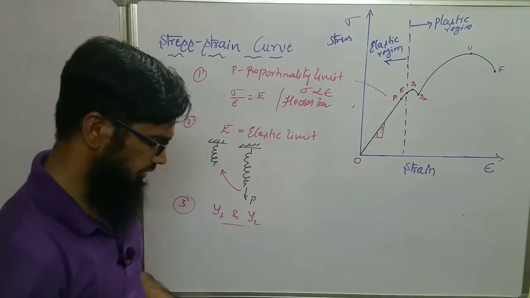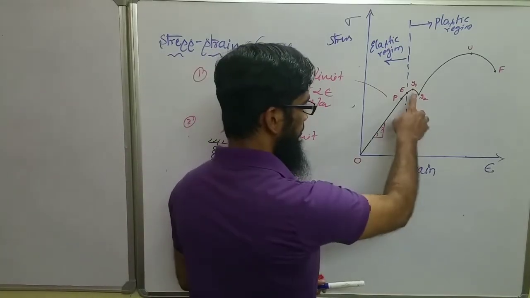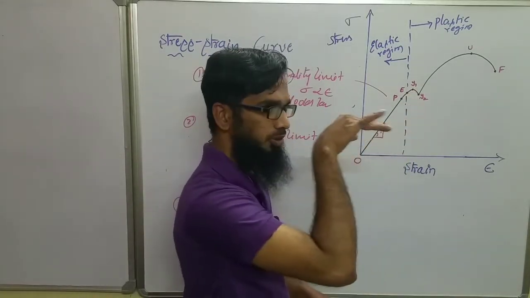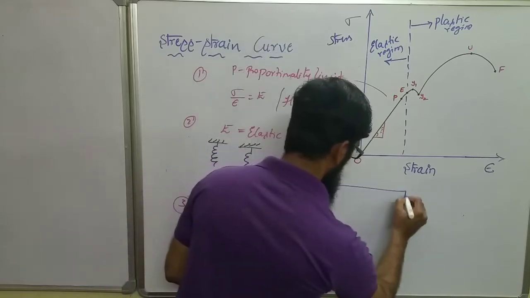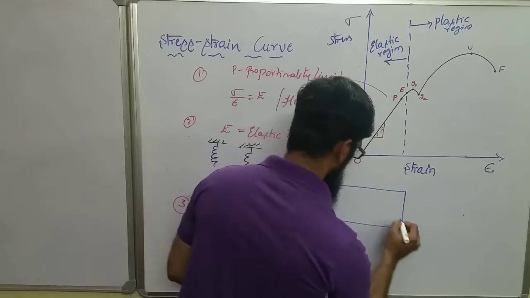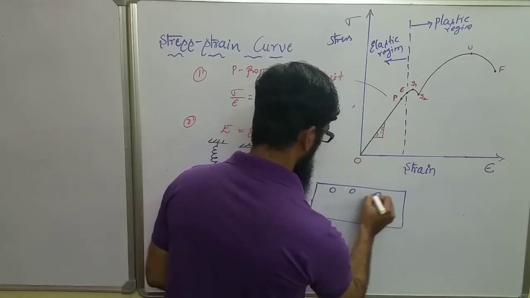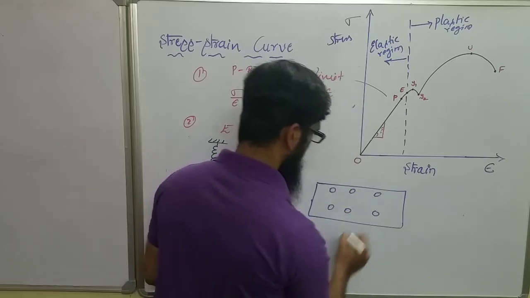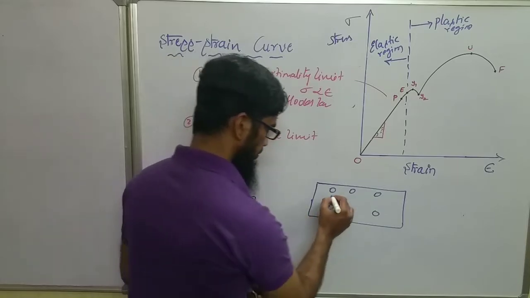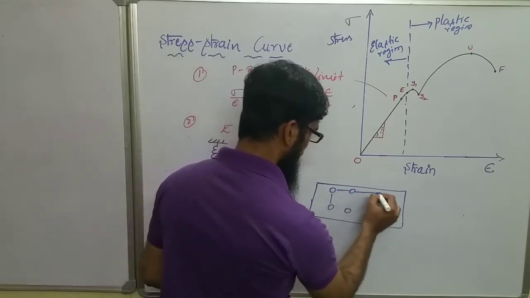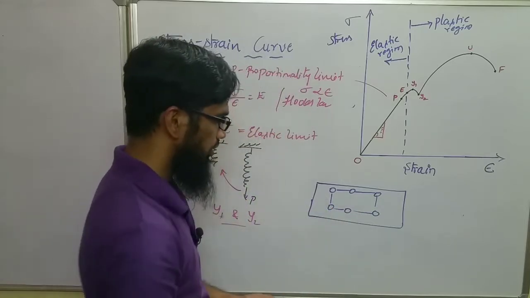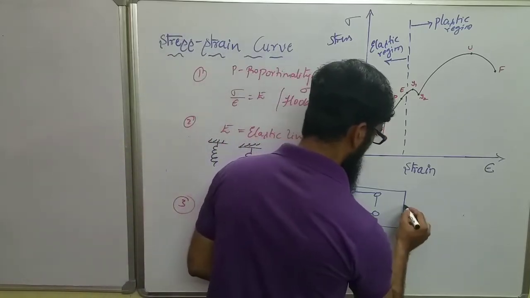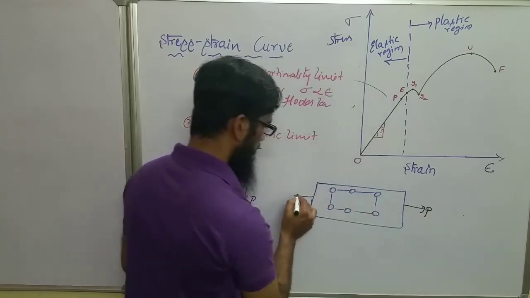Now a simple example: why, from y1 to y2, the curve decreases. Suppose I take a member here which has a crystal structure. There will be bonds between the atoms here. So this is a bond between the atoms. Now if you apply a load in either direction, like a tensile force, what happens?